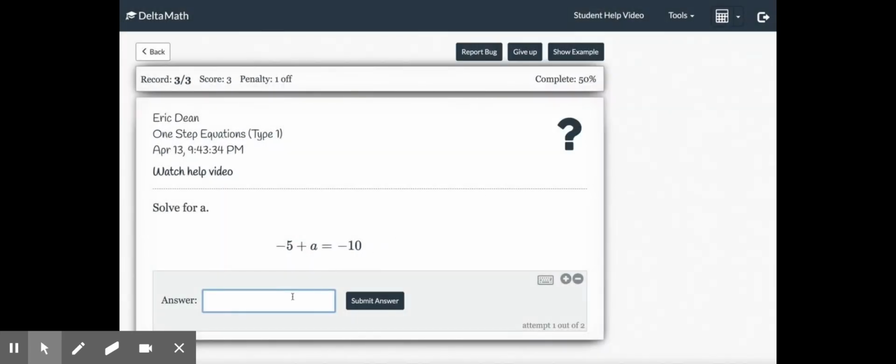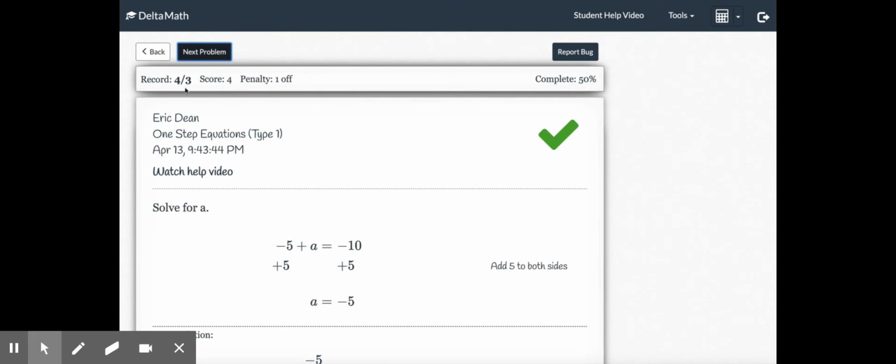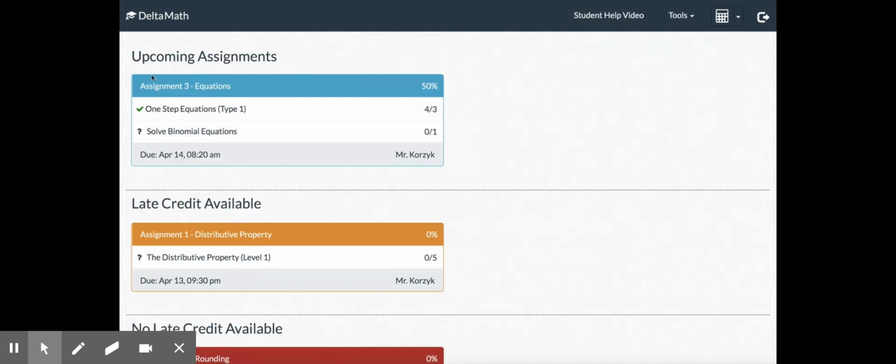So you could keep solving and keep getting 4 out of 3, 5 out of 3, but your grade will never go up above 50%. You need to press back and select a new section. So if there's 5 sections, you can do them in any order, but you must press back once you've reached that required number of problems and move on to a new question.